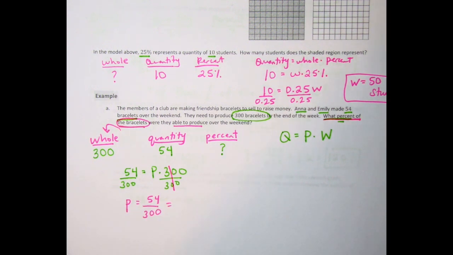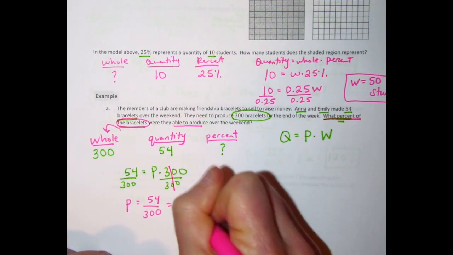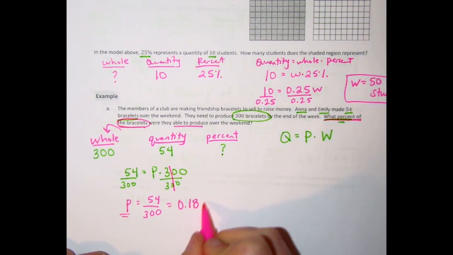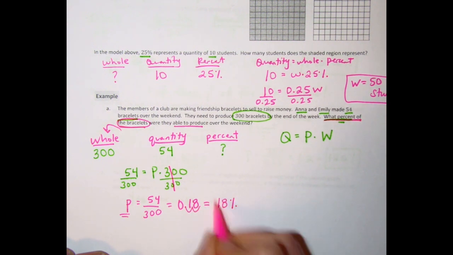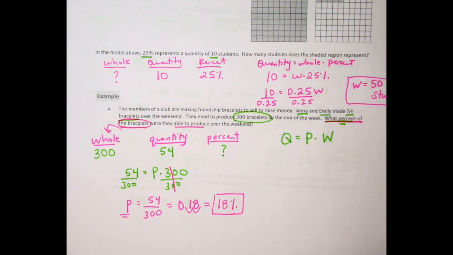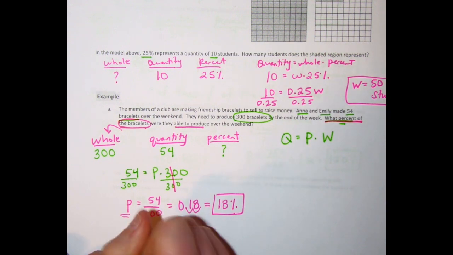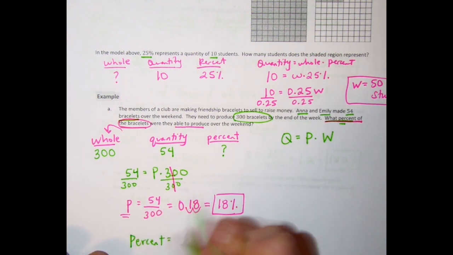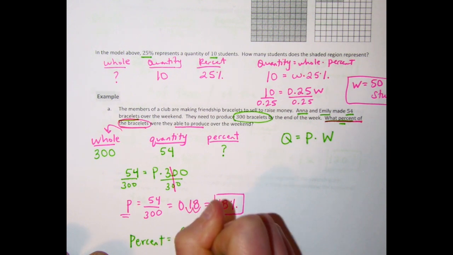Stick that in your calculator, and you get 0.18. And remember, we're looking for a percent, and this is in decimal form, so it's going to become 18%. So they made 18% of their bracelets. Again, we used our formula: the quantity, or the part, equals the percent times the whole. We plugged it in, we divided, and we got that our percent is 54 over 300. You can see here that the percent equals the quantity over the whole.